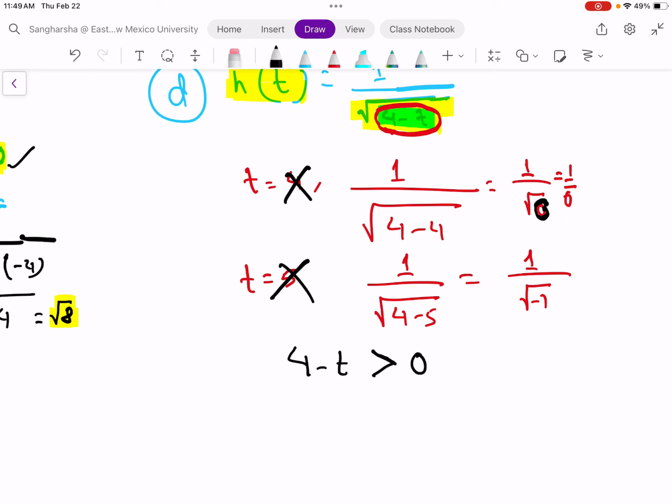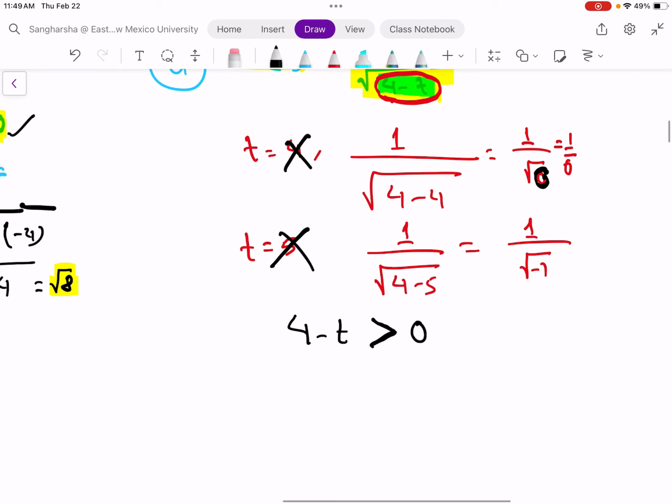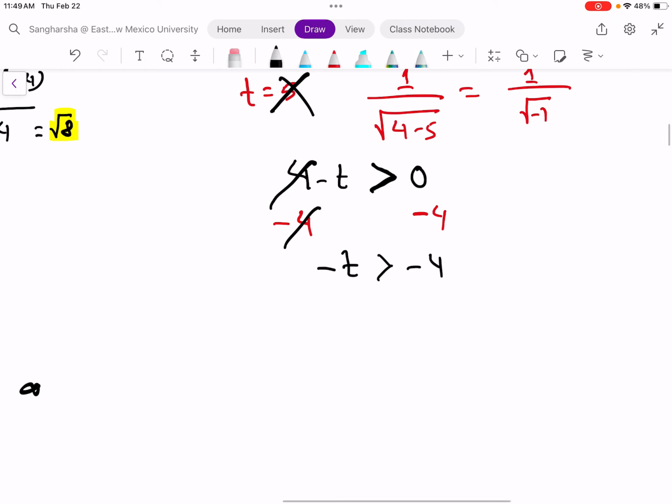This is the inequality. Now let's solve this. You subtract 4 on both sides. So this cancels, and we have negative t greater than negative 4. Now how do we get rid of the negative? We divide by negative 1 on both sides. So we have negative t divided by negative 1, which is positive t. Since you are dividing by a negative number, you flip the inequality. So we have t less than positive 4.